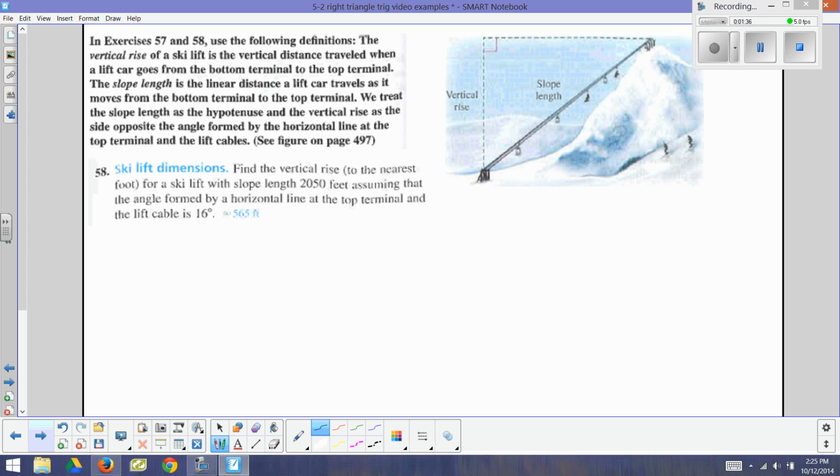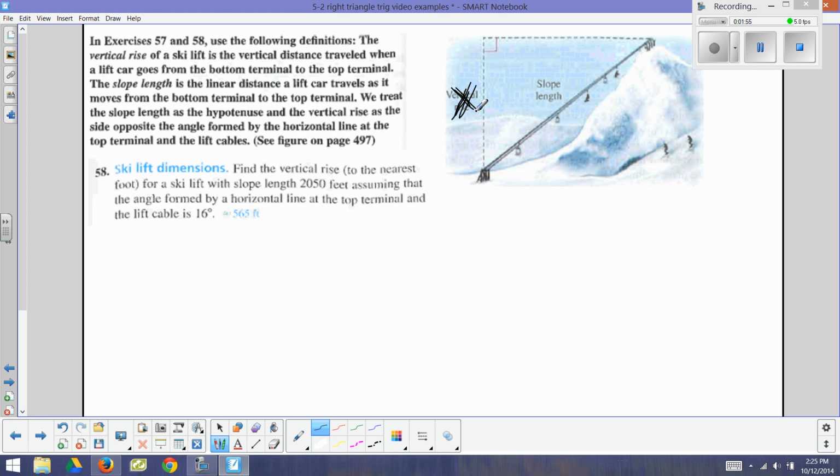57 and 58. Here's what we're using here. There's a vertical rise and there's a slope length. So make sure you know what they're talking about. Find the vertical rise to the nearest foot. So this is what I want to find. So that's my x.